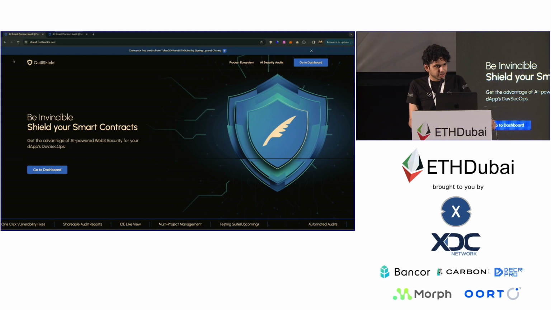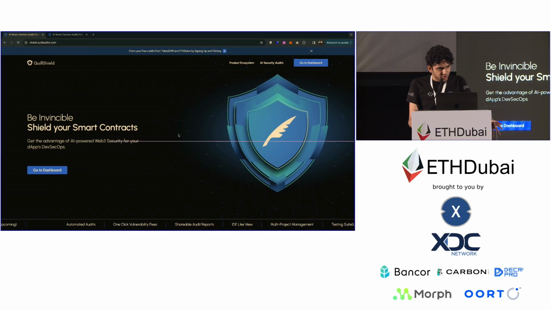I am the technical product manager for Quill Shield, and it's our latest flagship product. Before we get into the product, let me tell you something about Quill Audits. We are a smart contract auditing agency. We perform layer 1 blockchain audits and smart contract audits for your DeFi projects and other things. This is our latest flagship product. It brings the same experience that we provide in our manual audits to a platform that's powered by AI.